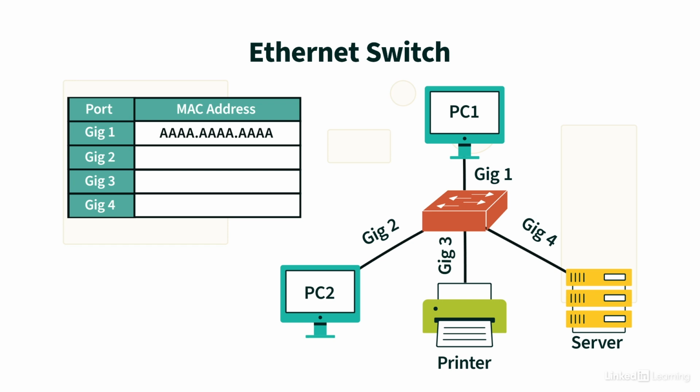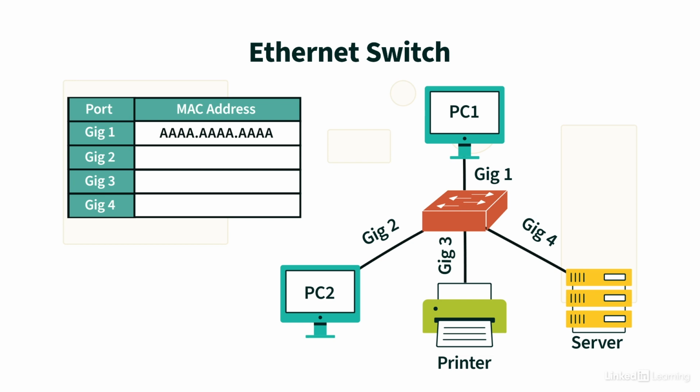The switch also sees the frame it just received is destined for the printer with the MAC address of all C's. But the switch doesn't know where the all C's MAC address lives. So to make sure the frame gets to its destination, the switch sends a copy of that frame out all of its ports, other than the port on which the frame was received. Now, this process is called flooding.